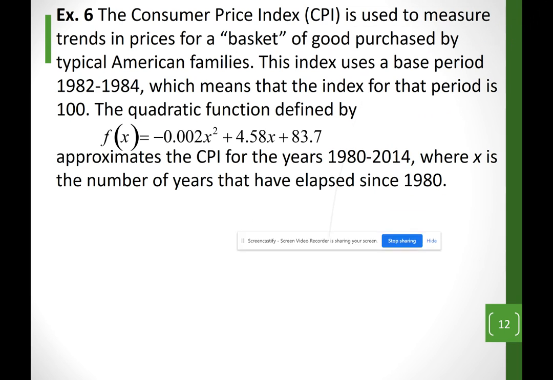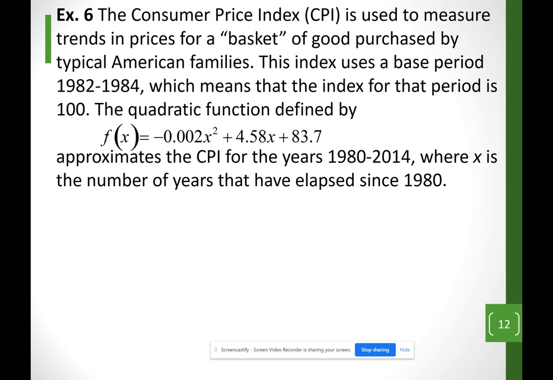All right, so let's read this part. Consumer price index. Those of you that are going into economics or business majors will be dealing with the consumer price index, abbreviated as CPI. It's used to measure the trends in prices for a basket of goods purchased by typical American families. This index used a base period from 1982 to 1984, which means that the index for that period is 100.